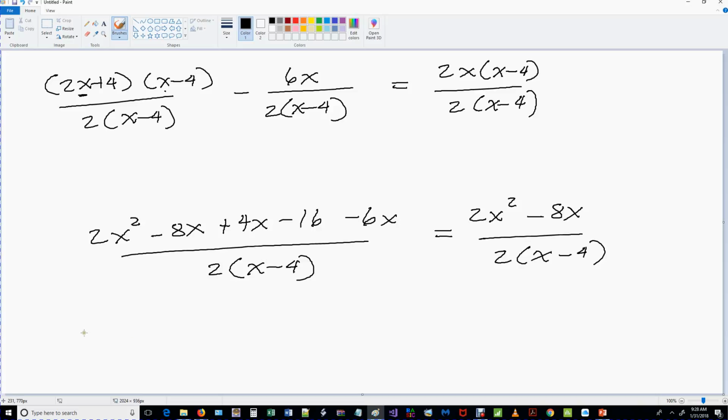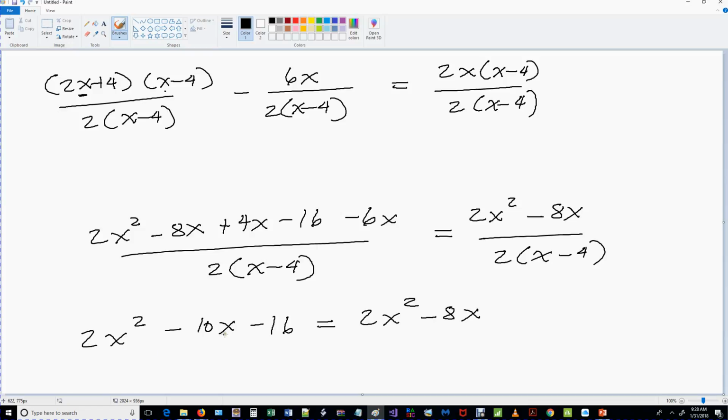So let me write just the top. 2x squared, and then we are going to simplify. Minus 8x plus 4x is minus 4x. Minus 4x minus 6x is minus 10x. The only number is minus 16, and this equals 2x squared minus 8x.